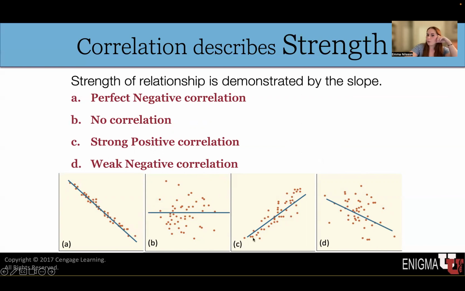This is a strong positive correlation because as we can see, it's going up, so it's positive. As one variable increases, so does the other. But it's not a perfect positive correlation. If it were, the line would look more like this, a perfect diagonal. And this is a negative correlation, but a weak negative correlation. The slope is closer to zero than it is to this perfect correlation here.